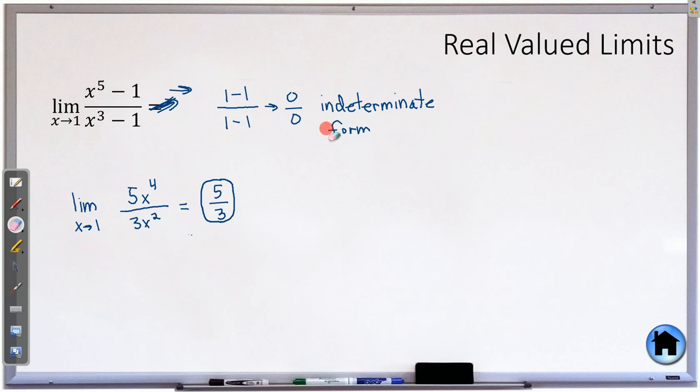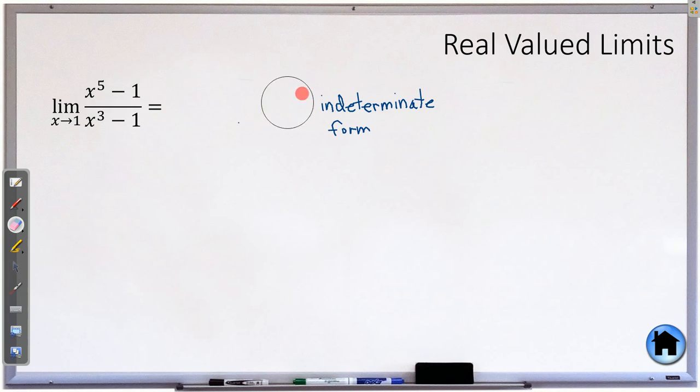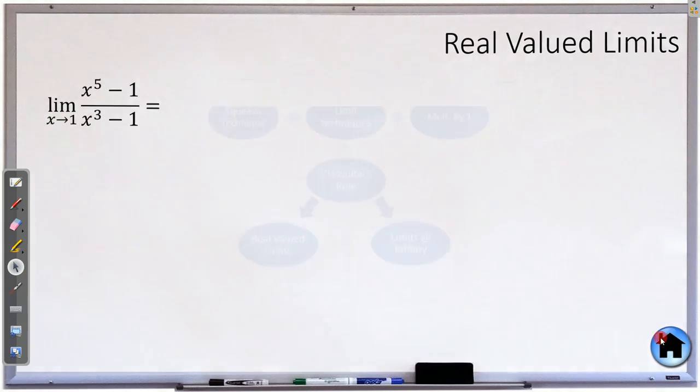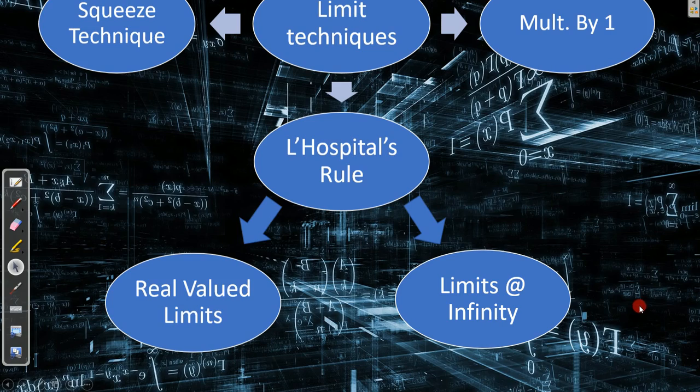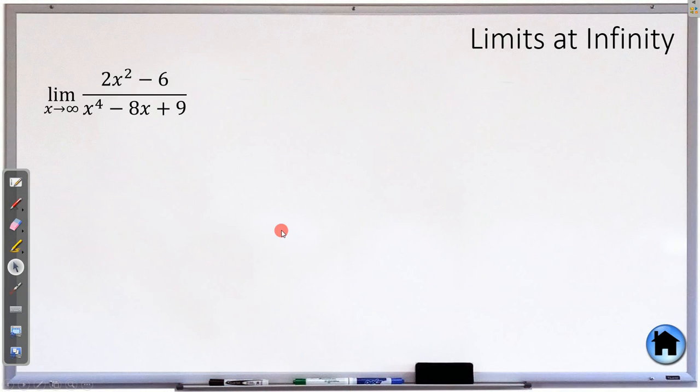Just make sure you do have to show that you get an indeterminate form before you use L'Hôpital's rule. You can't just start taking the derivative of everything. That is no bueno. Alright, so that's how that can work with a real valued limit as x approaches a number. But this technique can also be used for limits at infinity. I don't think we've seen one of these before.